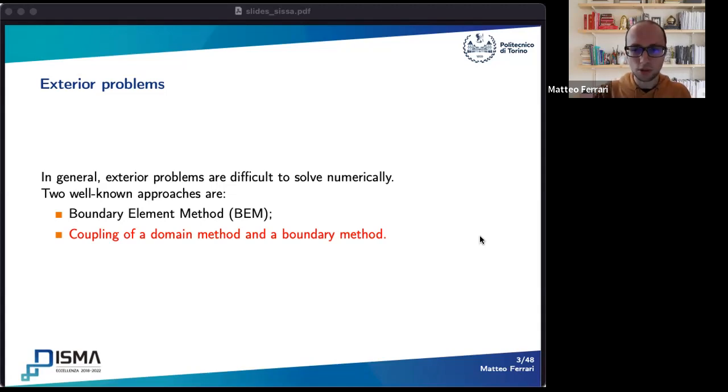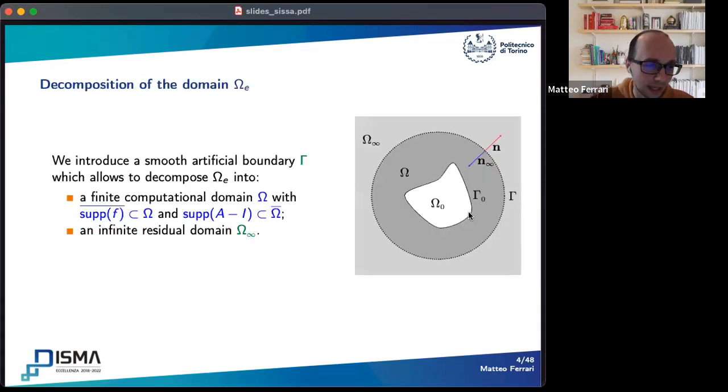A second approach to deal with non-constant coefficients can be coupling. And this is what I will talk about. Coupling of a domain method with a boundary element method. There are many couplings. The starting point of each of them is to consider an artificial boundary, let's call it gamma, and to decompose the exterior region with this gamma in two parts.